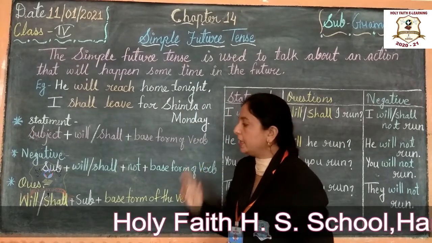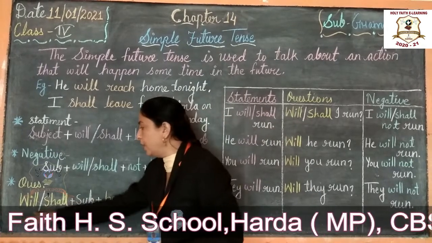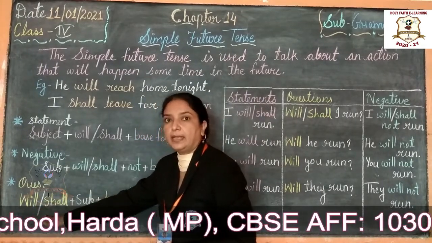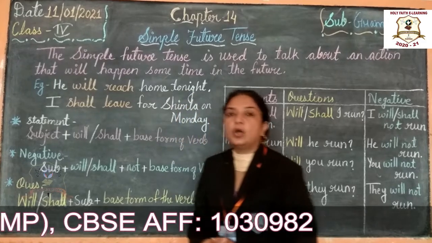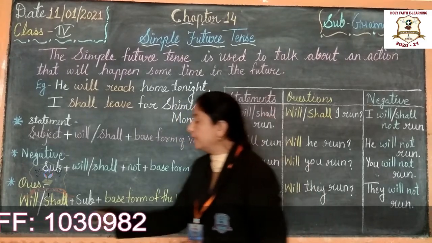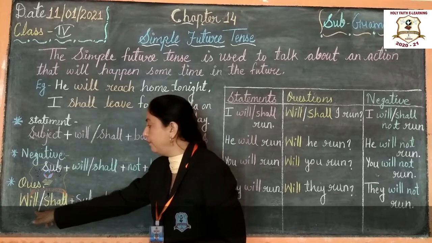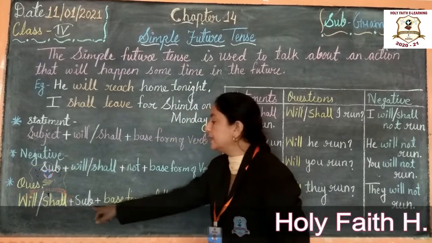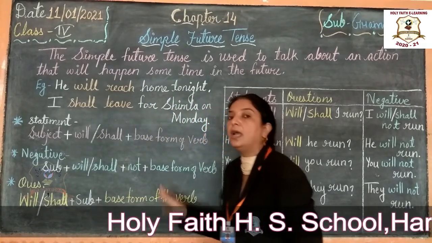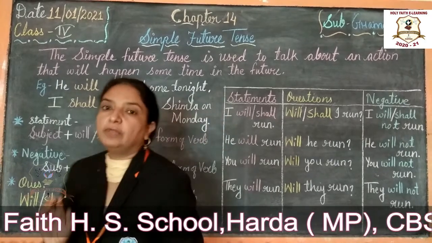And for the interrogative, will or shall will come first. ये पहले आएगा. We put will or shall before the subject. Subject के पहले हमको क्या करना है? Will or shall plus subject plus base form of the verb.